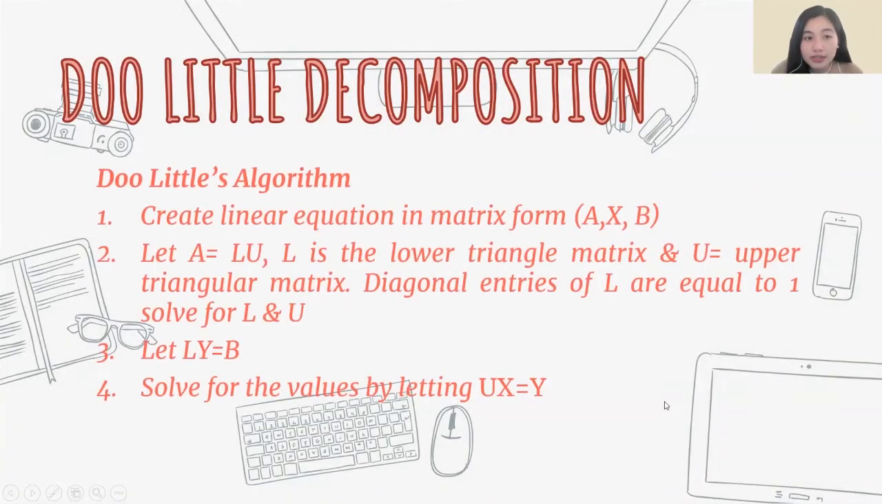As for our Doolittle, once again, it has an algorithm wherein we start off by creating a linear equation in the matrix form of A, X, and B. Our A should be LU, where L is the lower triangular matrix and U is the upper triangular matrix. Those diagonal entries of L are equal to 1, which we are going to solve for L and U. So we let Ly be equal to B and solve for the values by letting Ux equal Y. By just reading it, it is complicated, as it is only expressed in words and is just an algorithm.